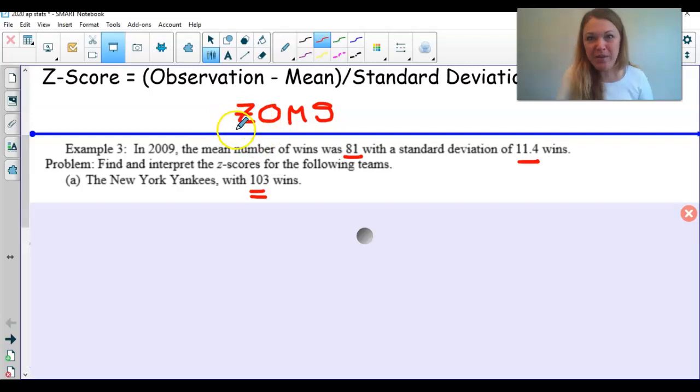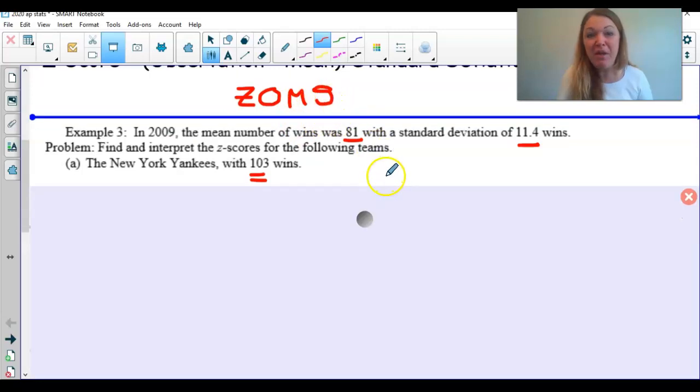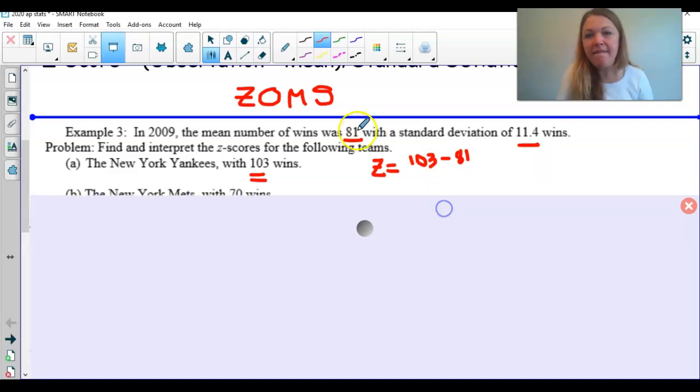Your Z-score is equal to your observation, O, minus your mean, M, divided by your standard deviation. So we're going to find the Z-score right now for the New York Yankees. Z is equal to our observation, 103, minus our mean, 81, divided by our standard deviation, 11.4.